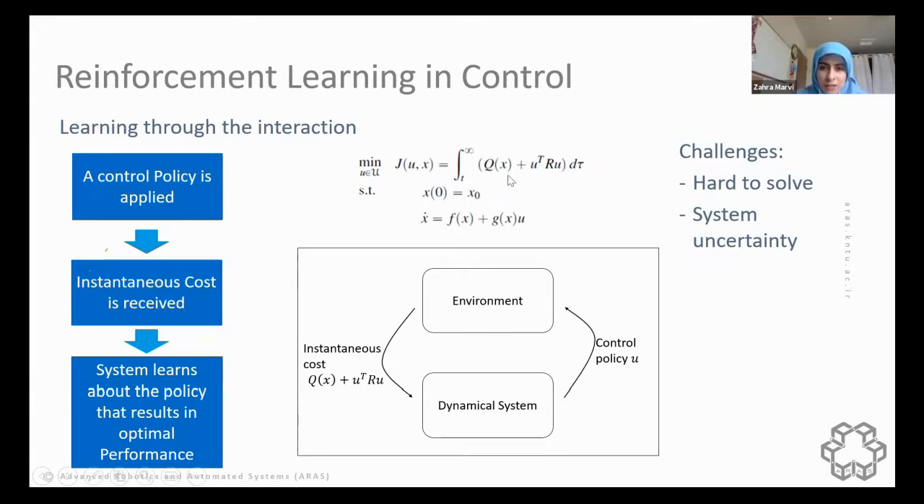So the question is, one was on the stability of the system and the other one is if we can guarantee the convergence, right?